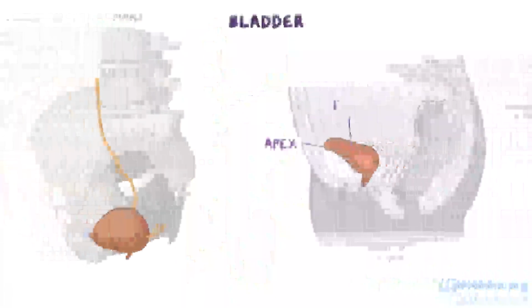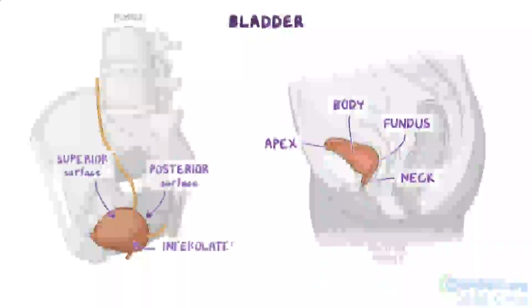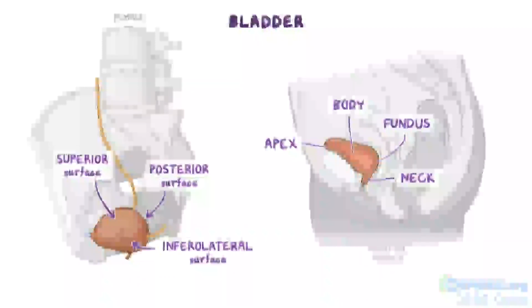Alright, now an empty bladder has an apex, body, fundus, and neck, as well as 4 surfaces: superior, posterior, and 2 inferolateral surfaces. The apex of the urinary bladder points anteriorly towards the pubic symphysis, and it's connected to the umbilicus by a ligament called the median umbilical ligament.